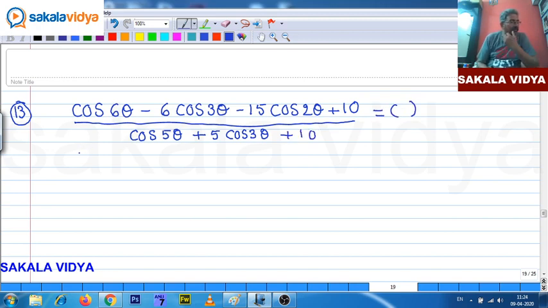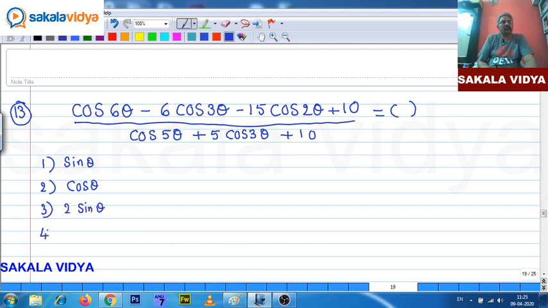Okay. Ninth question. Ninth question means please give the clue. Okay. First one is sin theta, second one is cos theta, third one is 2 sin theta, fourth one is 2 cos theta.